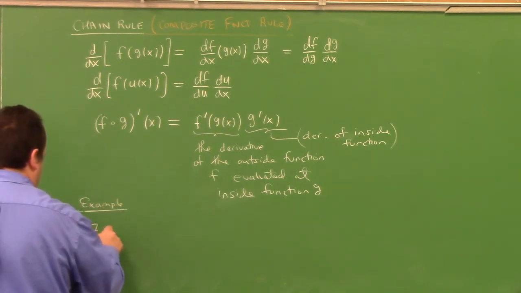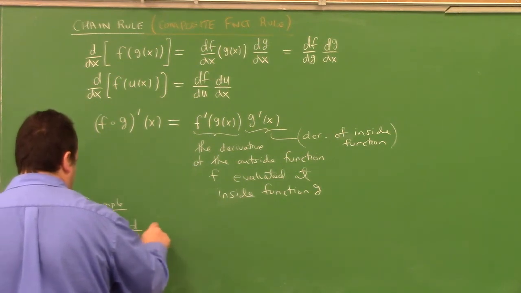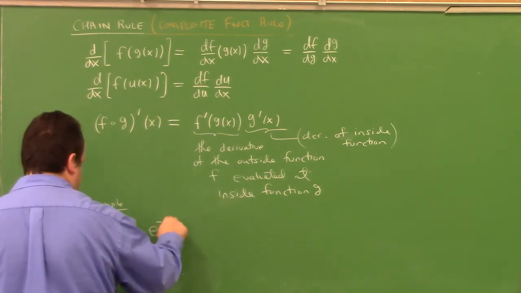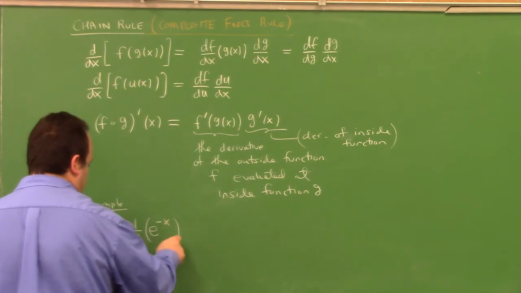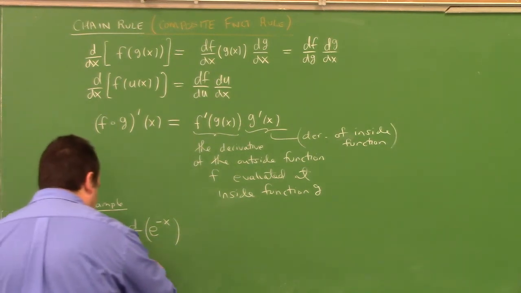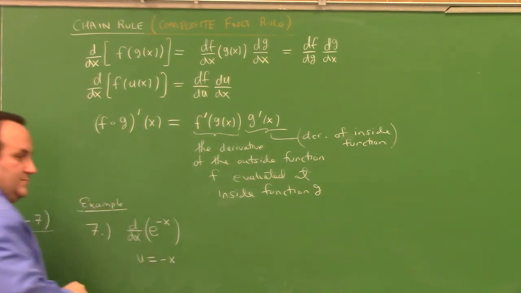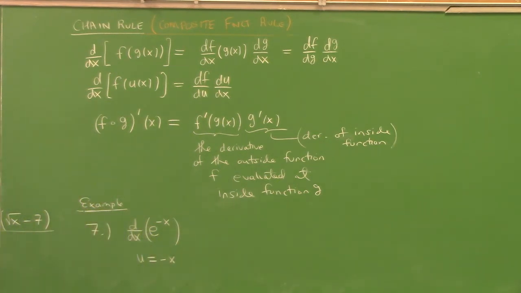I'm going to start with d dx of e to the minus x. This is what I was just talking about. I would usually use the chain rule for this, so let me just be explicit here. I'm thinking u equals minus x, right? That's the inside function here.